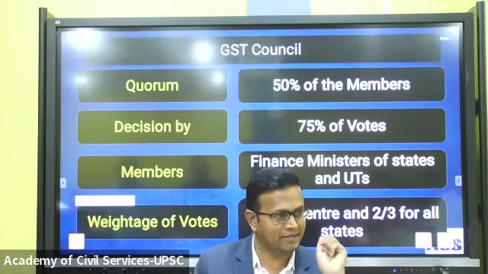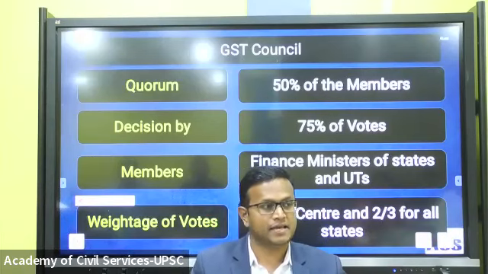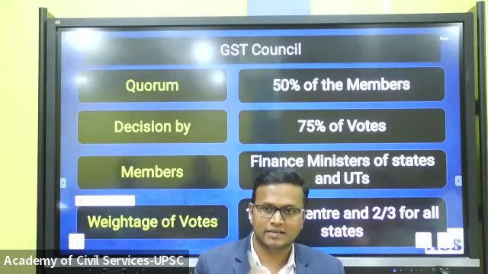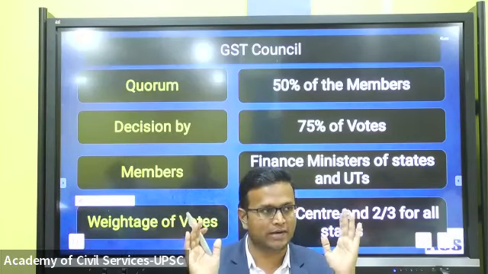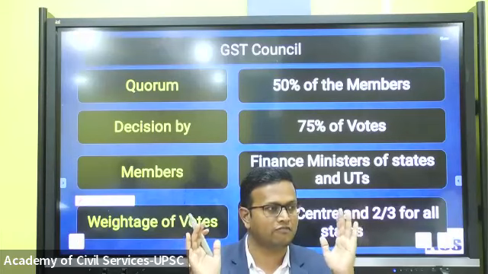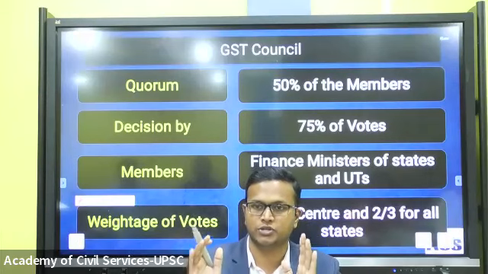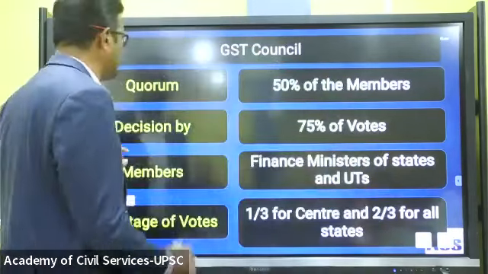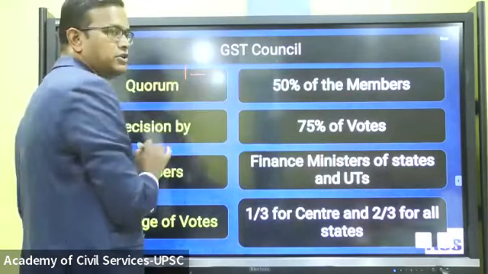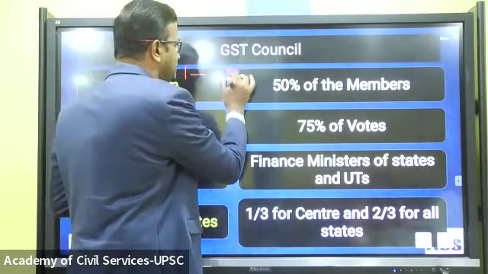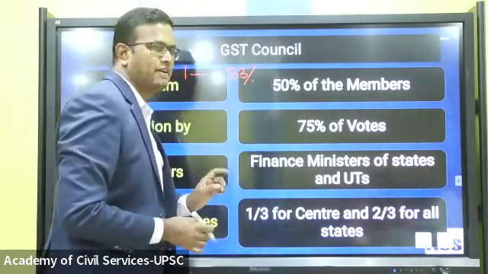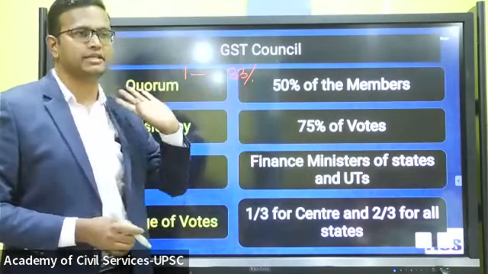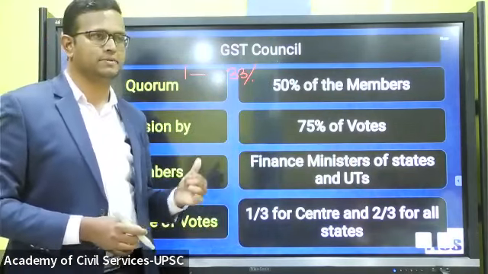So 50% should be the attendance. Second thing, to take a decision, 75% of the votes should be in favor of that decision. If we take the total number of votes as 100%, 75% of the votes is required in favor of a decision. How will we decide the percentage of the votes? The central government has one vote, but that one vote has the value of 33% of the votes. When the central government supports a decision, that decision gets 1/3 support, 33.33, which we can simply take as 33%.